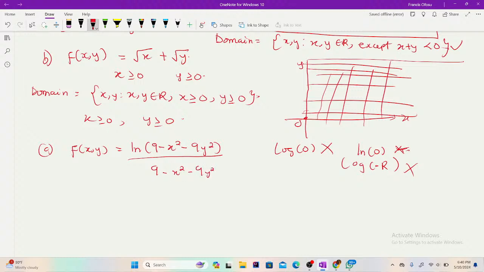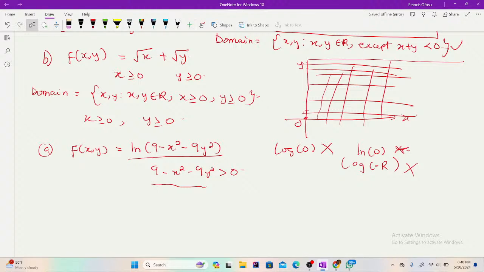9y squared should be what? Greater than 0, right? It should not be equal to 0, neither should it be less than 0. So you just say that this whole expression should be greater than 0. Once you have this expression, you can solve this. You don't need any simplification, but just arrange it in a nicer way so that it looks like the equation of a geometric figure.